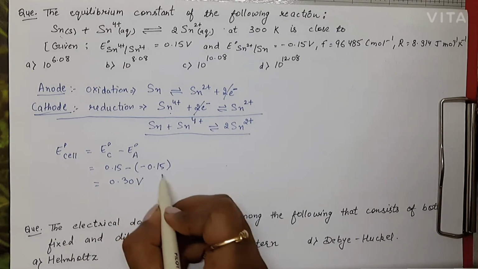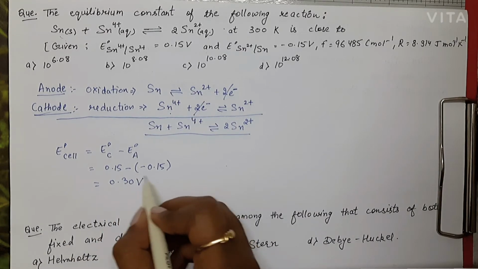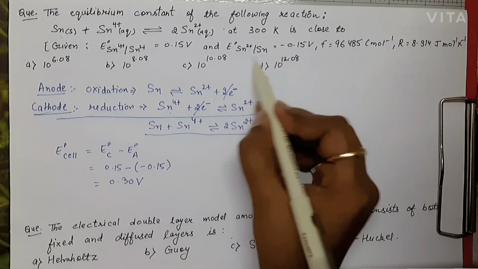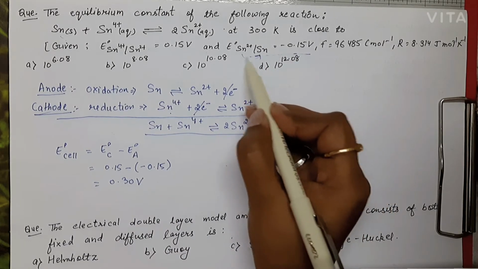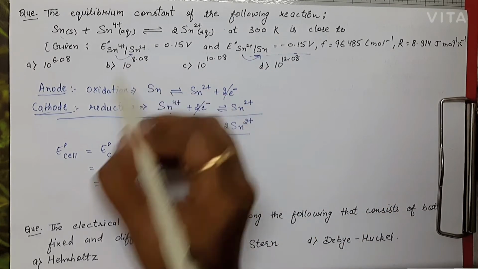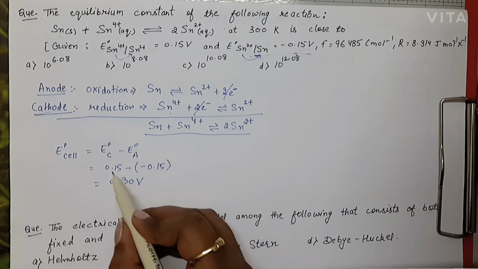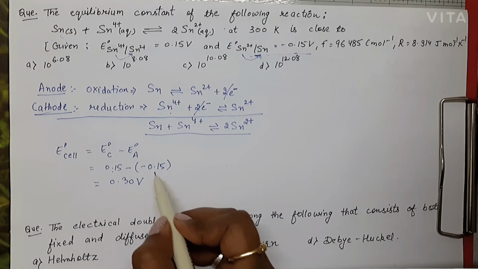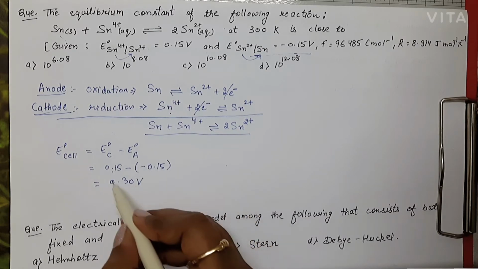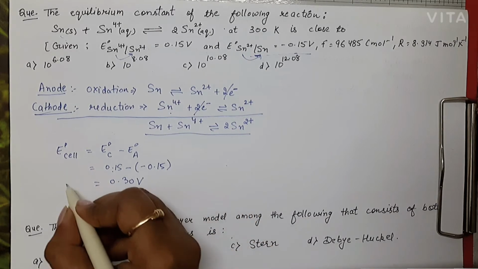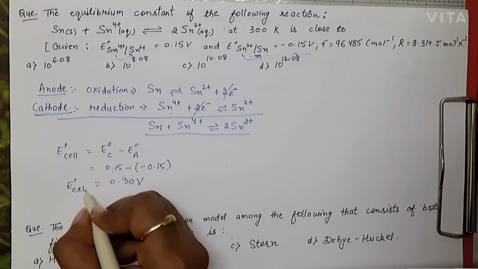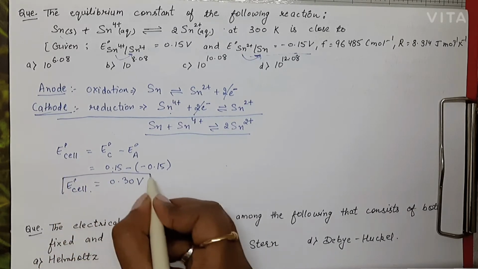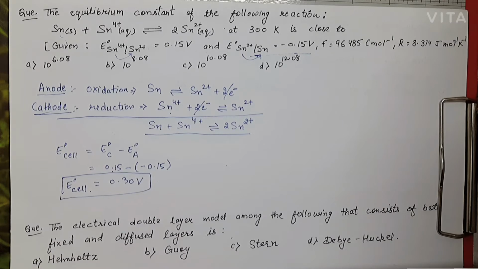So I have put this minus 0.15 because this is also the value of reduction potential. This is reduction happening here and here also reduction is happening. So for both cathode and anode I am putting the reduction potential values. Okay. So now we will be getting the E naught of cell as 0.30 volt. This is the E naught of cell. Now we need to find out the equilibrium constant.